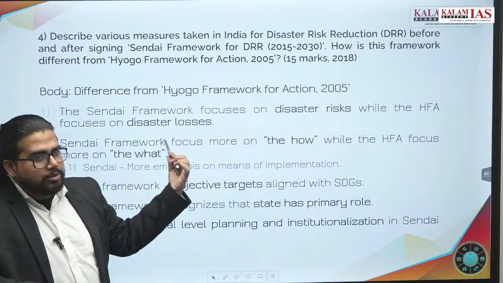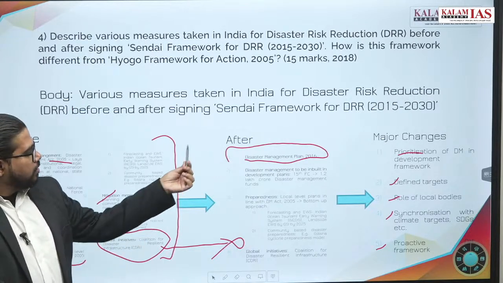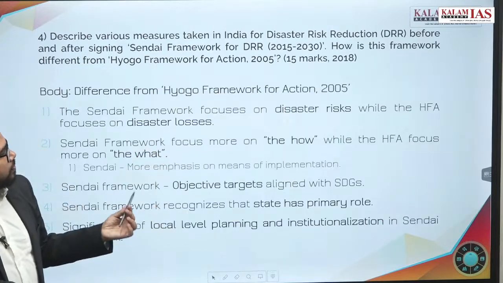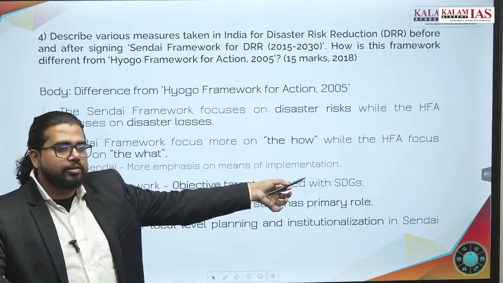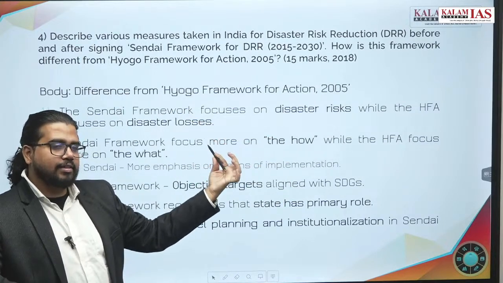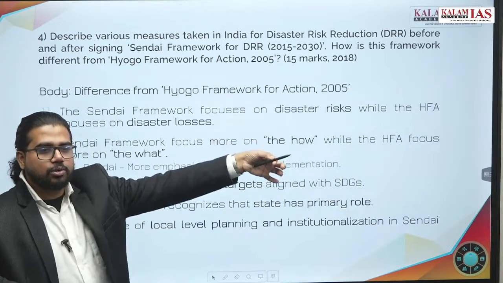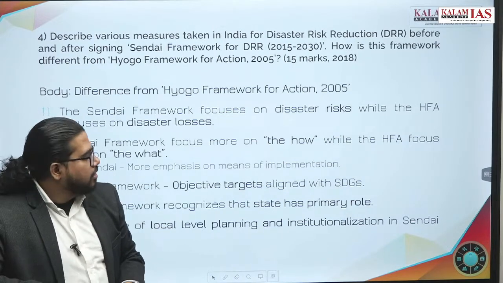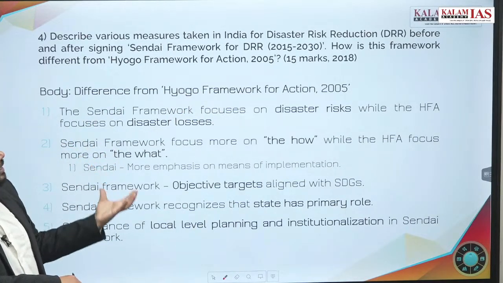So what is the difference between these two? Very similar differences. What are the major changes we have seen? Similarly, there were no exact targets in HFA. Here we are keeping targets to achieve by 2030. Similarly, there are other aspects. So much discussion.